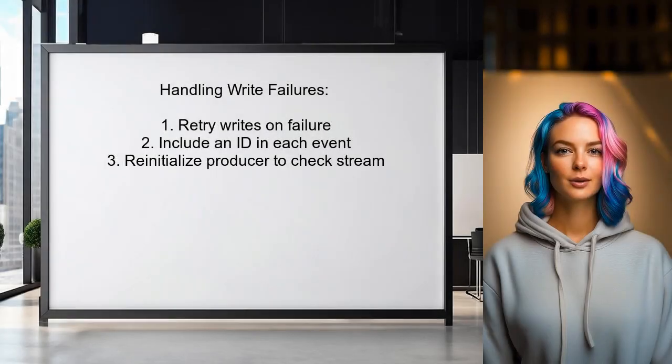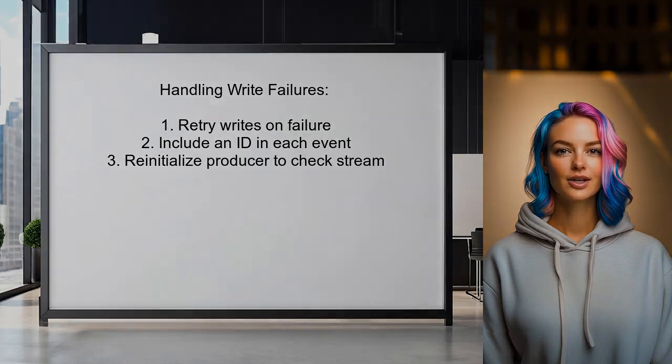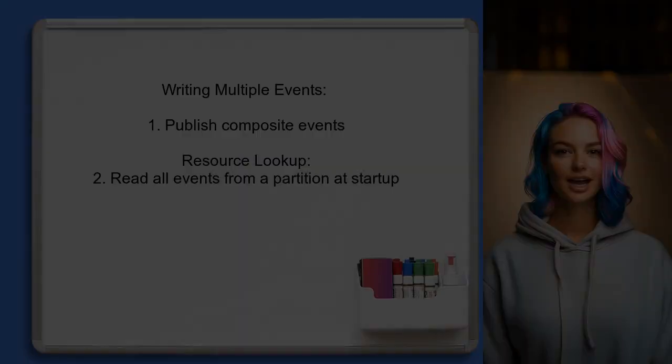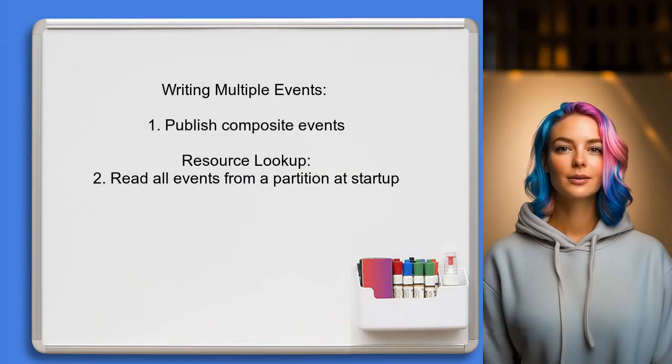The user also highlights the need to handle write failures by retrying writes and deduplicating events. This can be done by including an ID in each event or reinitializing the producer to check the stream for successful writes. Additionally, they recommend writing multiple events atomically by publishing a composite event that contains a list of events. For resource lookups, reading all events from a partition at startup can help maintain the current state.